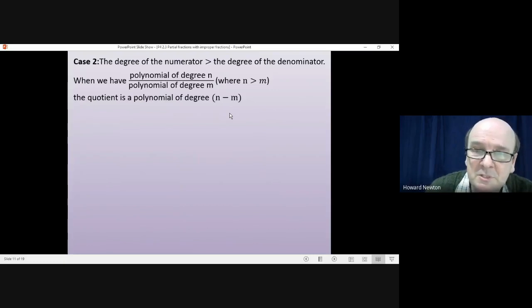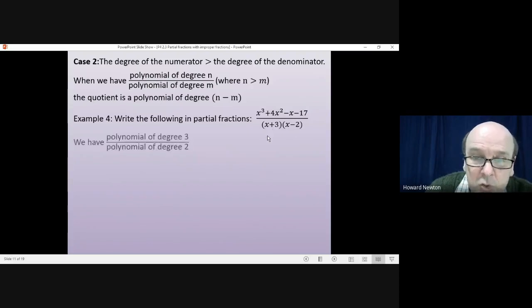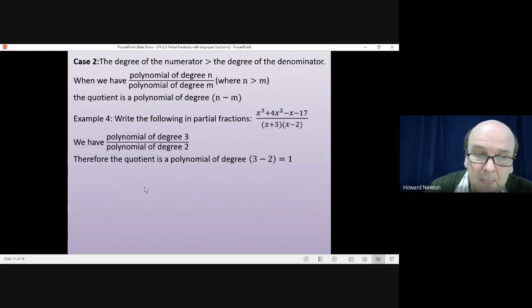So if n minus m was equal to 2, the quotient would be a quadratic. If n minus m was equal to 3, the quotient would be a cubic. In this example, if you look at the top, we've got a cubic on the top. If I multiplied out the brackets, I'd have a quadratic on the bottom. So the degree of the top is 3 because it's a cubic. The degree of the denominator is 2 because it's a quadratic. We do 3 take away 2. So 3 take away 2 is 1. That means that the quotient is a polynomial of degree 1. Degree 1 is a linear function. It means ax plus b. That would be a linear function. If I got 2, then the quotient would be a quadratic, and so on.